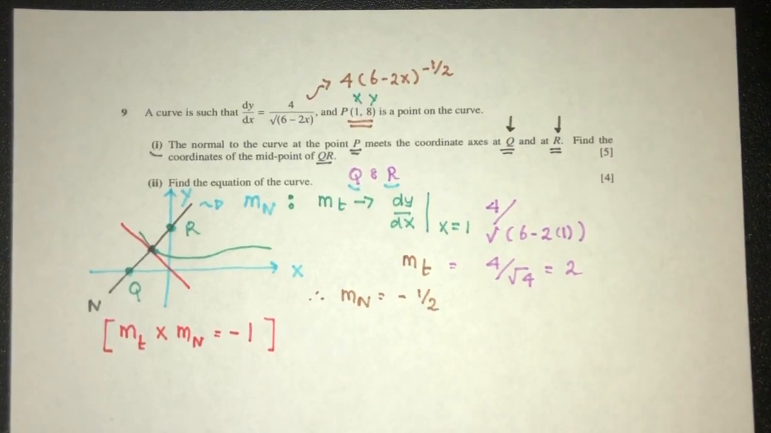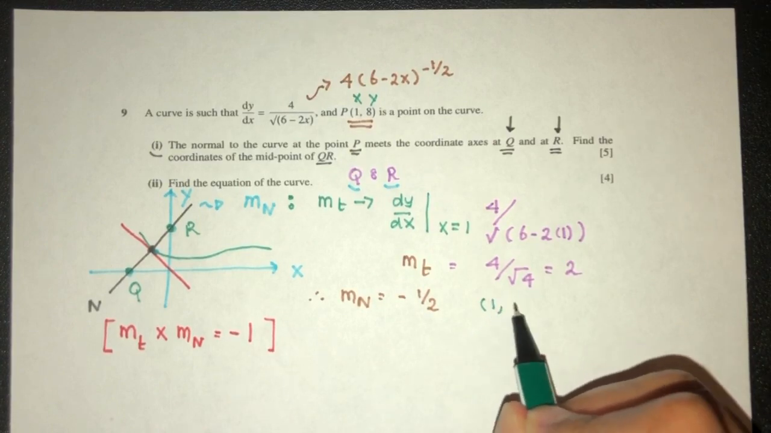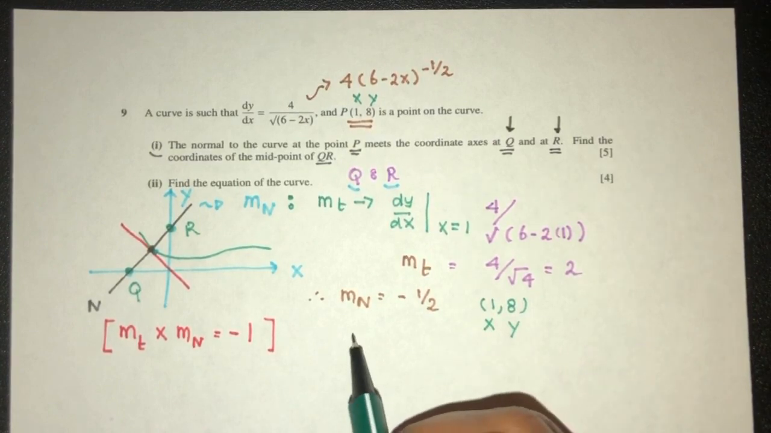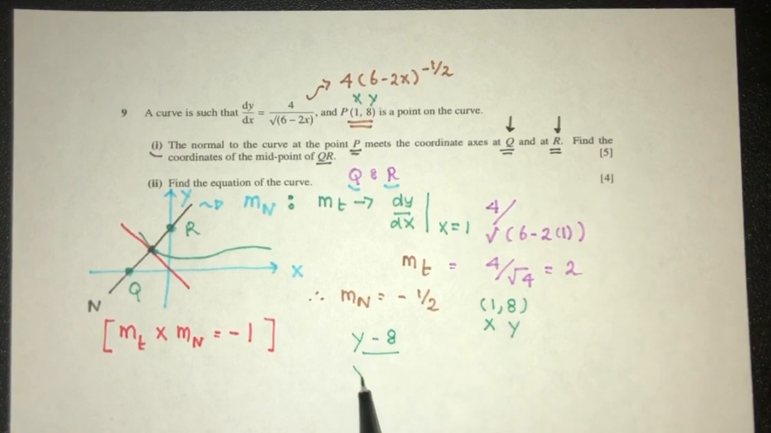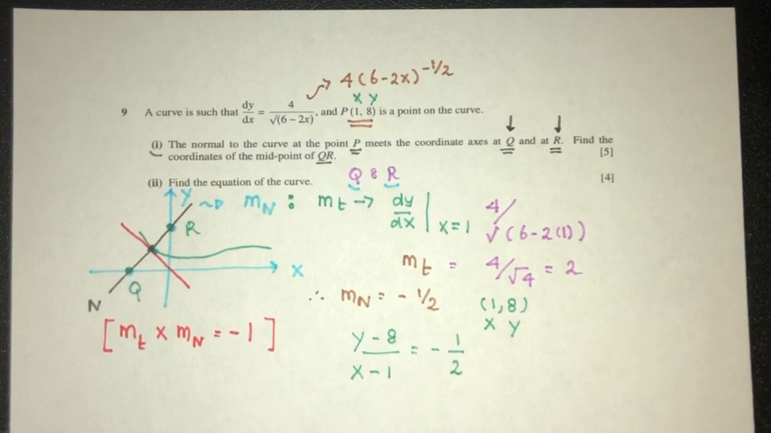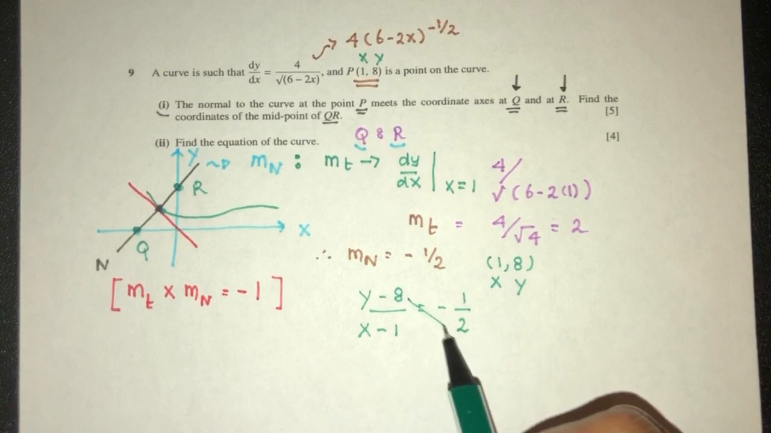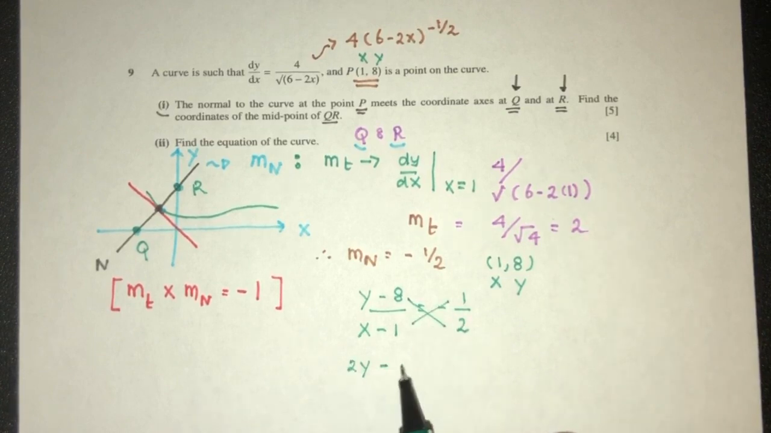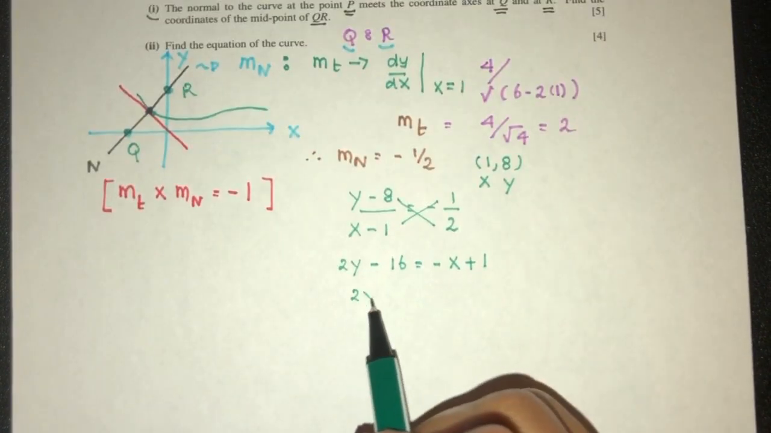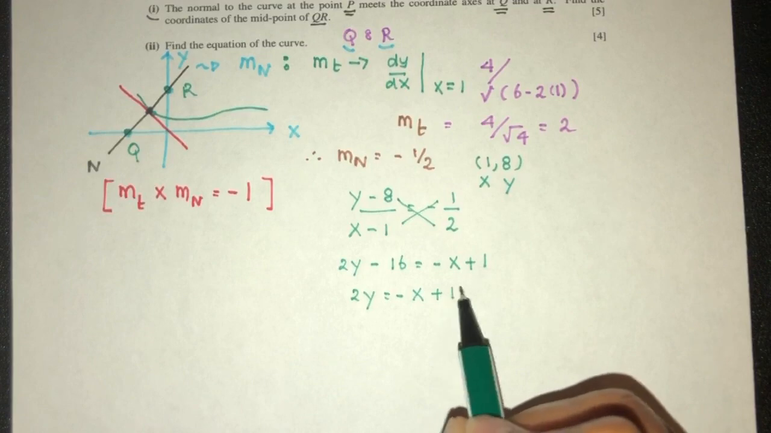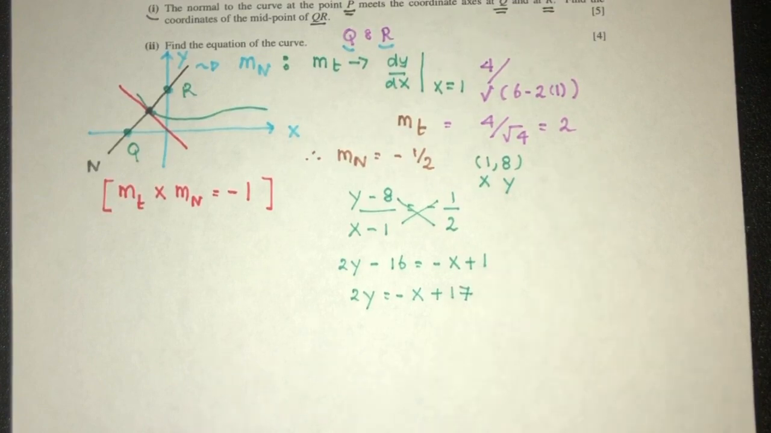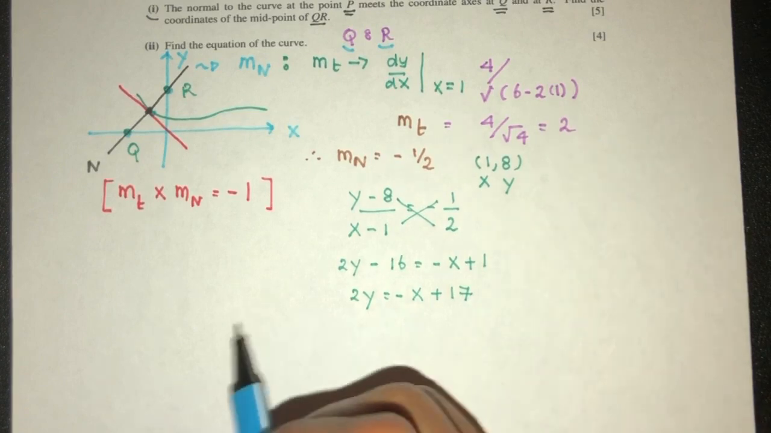Now from here, it's pretty easy. We know the passing point is (1, 8), obviously. So y minus this corresponding value over x minus its corresponding value should be minus half. This is just the way I use to find the equation of a straight line. If you have any other method, since you have the gradient and the passing point, it should be pretty easy. Now cross multiply, obviously, that should be 2y minus 16 equals minus x plus 1. Now 2y has to be minus x plus 17. This is my equation of the normal. Okay, great, that is done. Part 1.